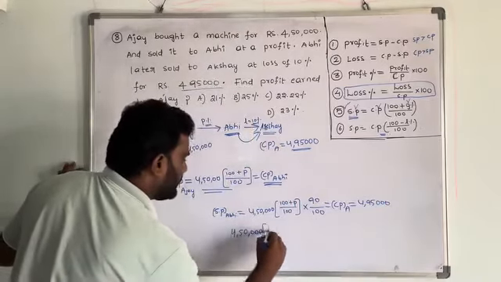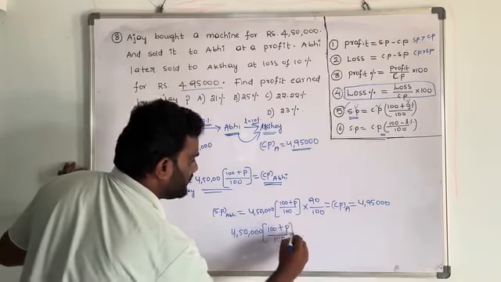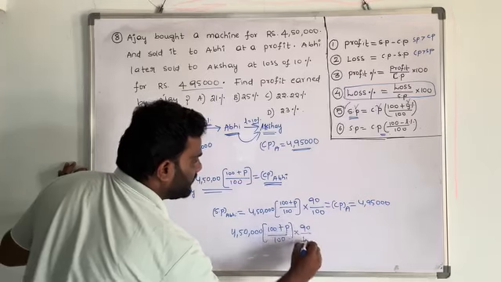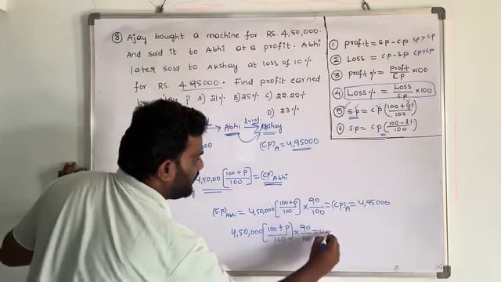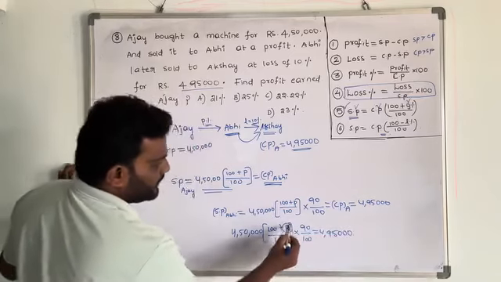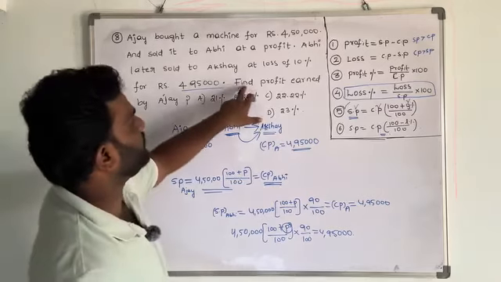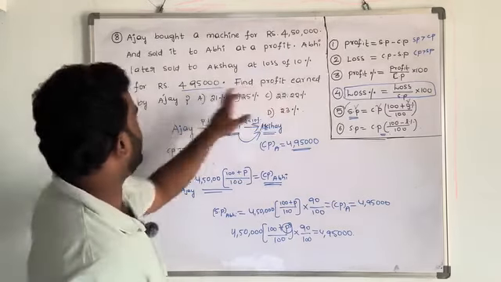Simplification, right? You can observe here. I will rewrite the equation into 90 by 100 P is equal to 4,95,000. So if you observe here, you are only left with P. That P is nothing but the profit earned by Ajay. That is what we have to find, the profit earned by Ajay.